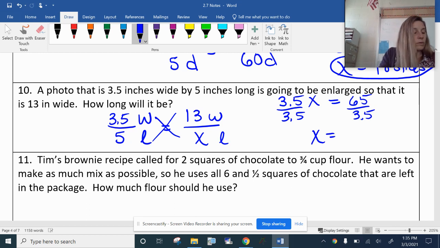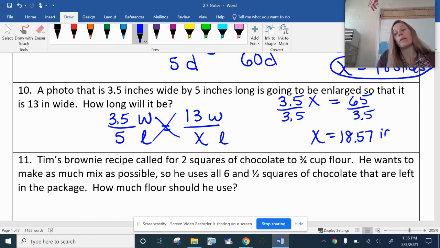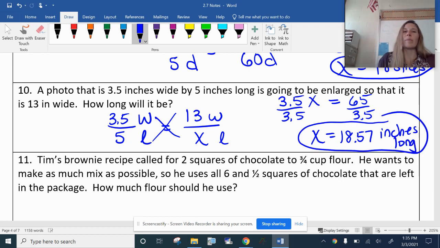So x equals 0.57, and this would be inches long. So probably about 18.5.